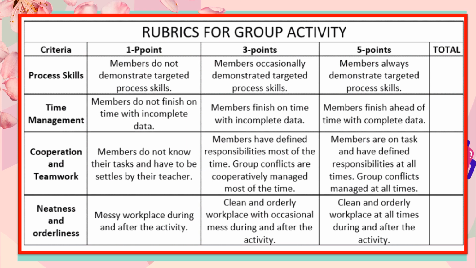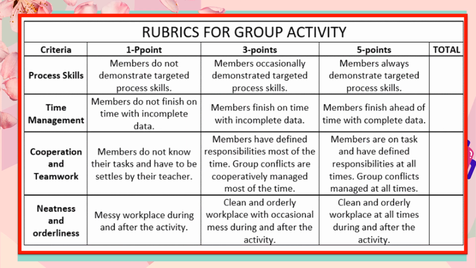You will get 3 points if members occasionally demonstrate targeted process skills, members finish on time with incomplete data, members have defined responsibilities most of the time, group conflicts are cooperatively managed most of the time, and clean and orderly workplace with occasional mess during and after the activity.